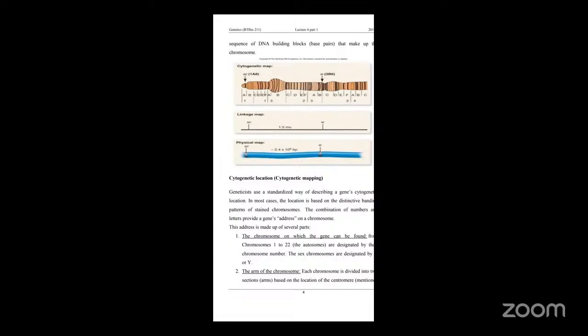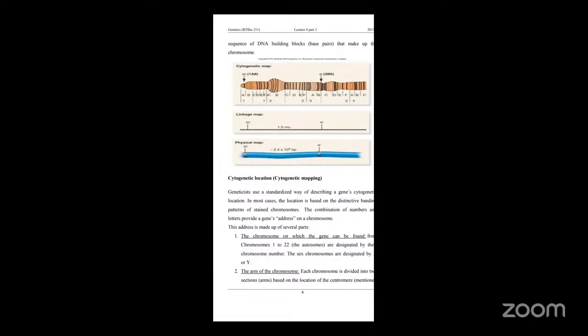Now coming to cytogenetic mapping, which gives the cytogenetic location. It is a standardized way to describe a gene's cytogenetic location, because the location here is based on the distinctive banding pattern of the stained chromosome. What the scientists have done is take the chromosomes and use a certain dye, a chemical, to stain them. Once the chromosomes have taken up the stain, they show certain distinct bands. Based on this distinctive banding pattern, they can identify the chromosome and its location. The combination of numbers and letters provides a gene's address on a chromosome.